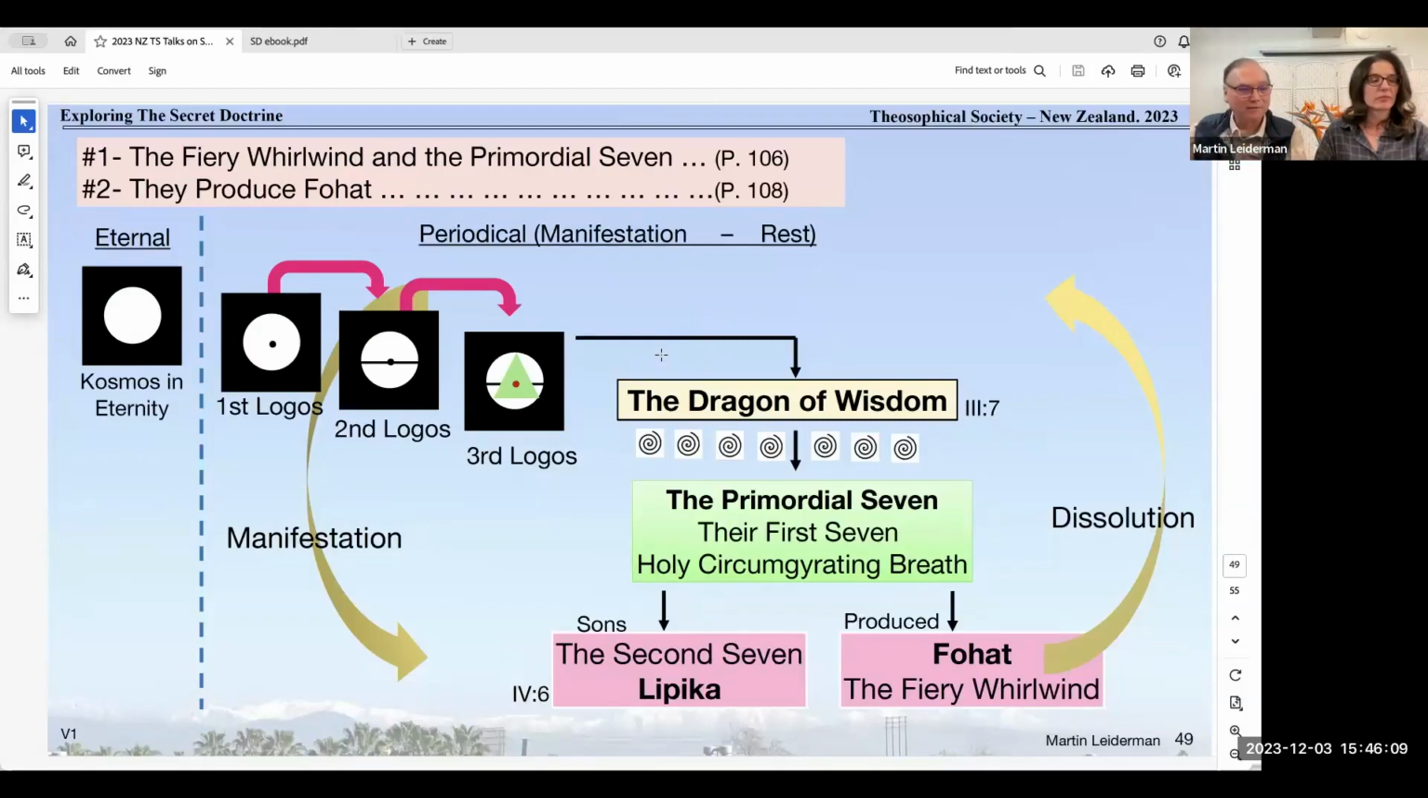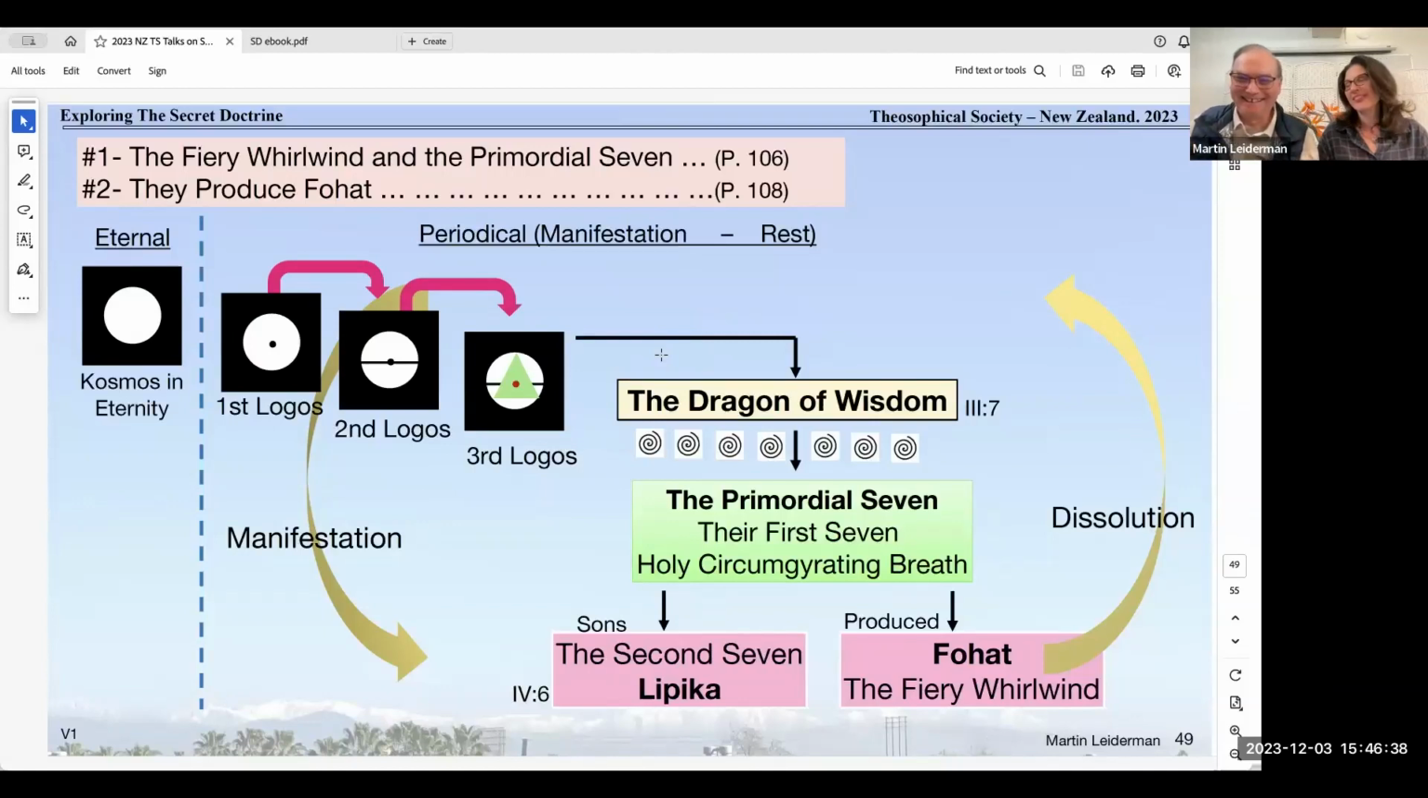Stanza 5, number 1. The primordial 7, the first 7 breaths of the dragon of wisdom, produce in their turn from their holy circumgyrating breaths the fiery whirlwind, or Fohat. Okay. They make of him the messenger of their will. The Zu becomes Fohat, the swift son of the divine sons, whose sons are the Lipika.